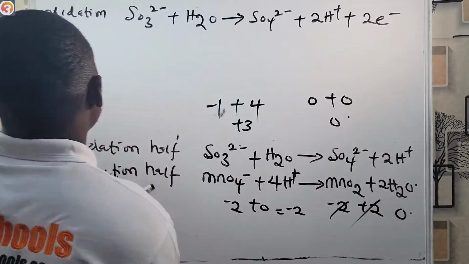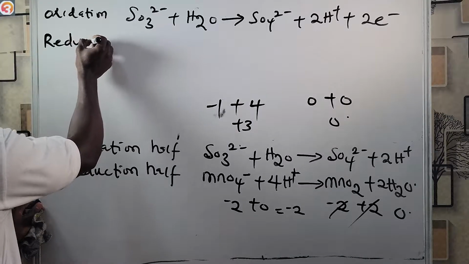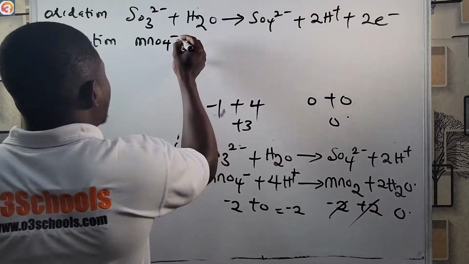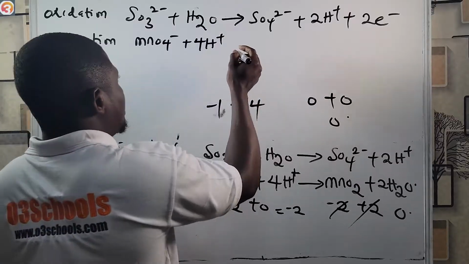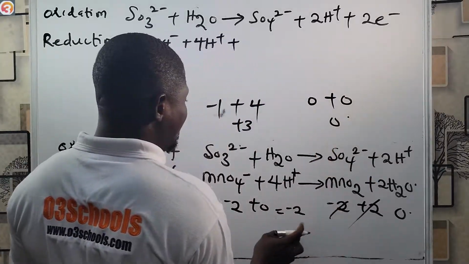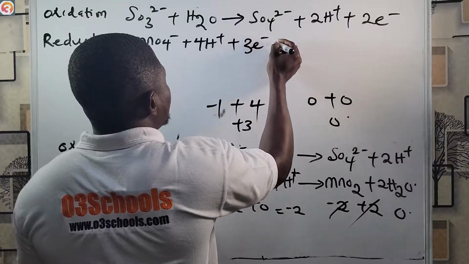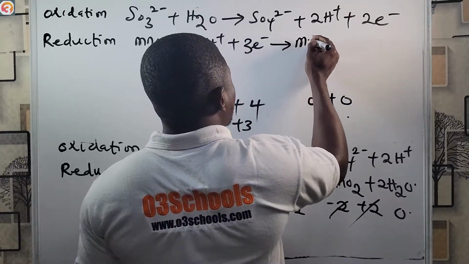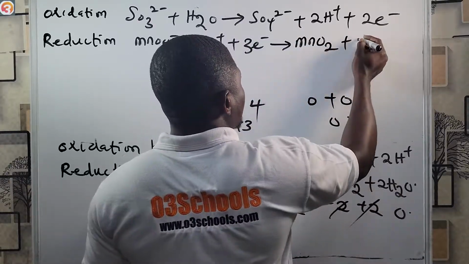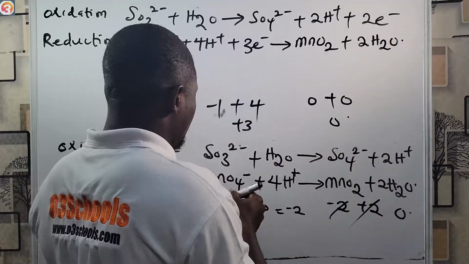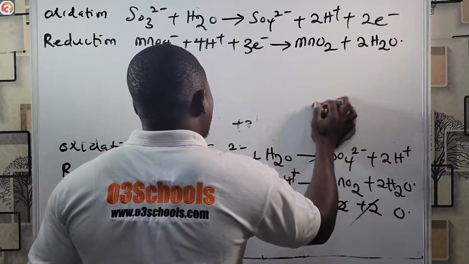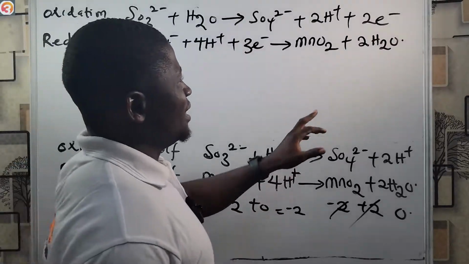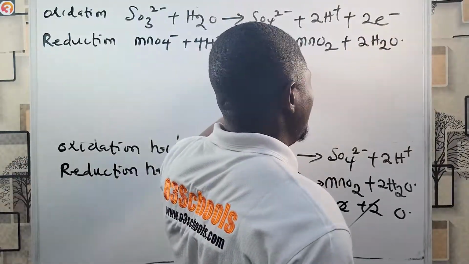All right, so for the reduction half, I'm going to have MnO4-, then plus 4 hydrogen ions, then plus 3 electrons will give you MnO2, then plus 2H2O. Okay, so we have added up the charges so that we can balance them. Now it's time to make the electrons have the same coefficient.